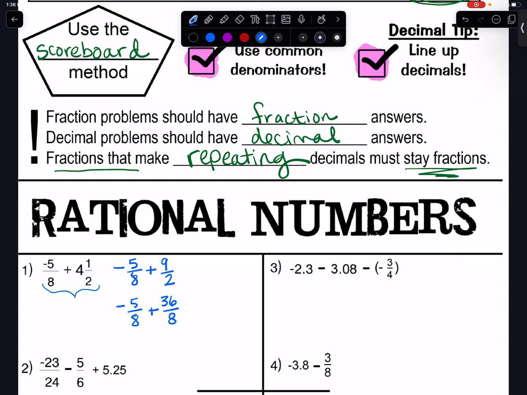All right, so we know that when we add fractions, we add the numerators and keep the denominator the same. So I know I'm going to have an eighth here. And then I can use a scoreboard for the numerator. I have 5 negatives and 36 positives. So the positives would win by 31, and this would be my answer. It's also okay if you make this like 3 7/8. That would also be fine.